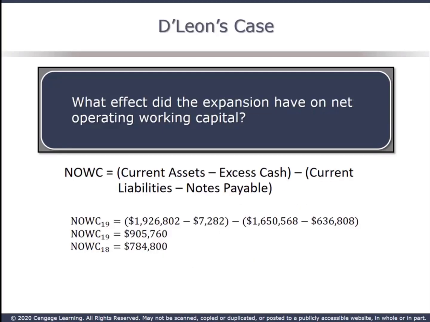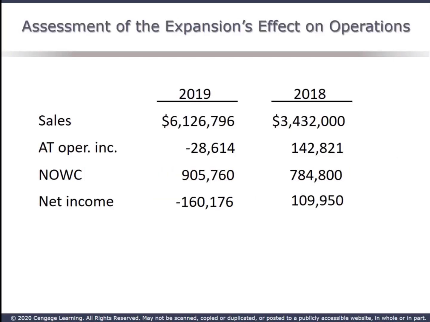De Leon's net operating working capital increased by $120,000 from 2018 to 2019, driven by increases basically in all the components. Recapping, sales increased by 78.5%. After-tax operating income declined by 120%. Net operating working capital increased by only 15.4%, but net income declined by 246%.